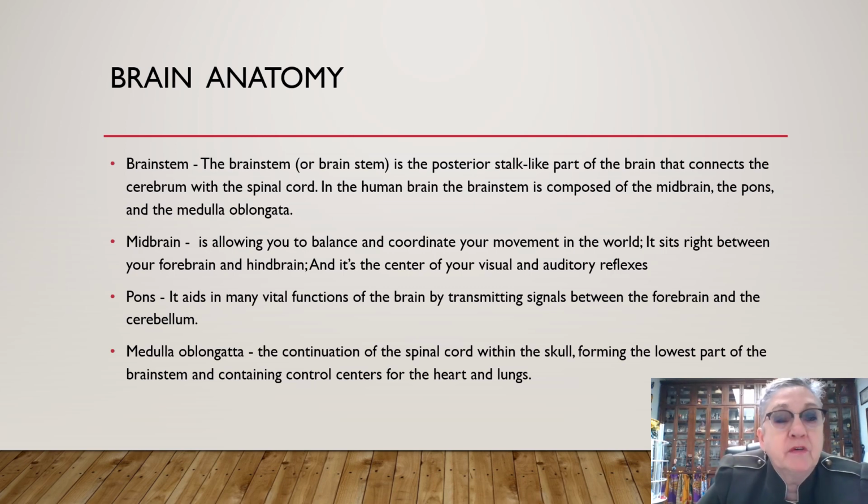So we have the brainstem. The brainstem is a stalk-like part of the brain that connects the cerebrum and the spinal cord. It's composed of midbrain, pons, and medulla oblongata. And the midbrain allows you to have balance and coordination in your movement. It's between the forebrain and the hindbrain, and is the center for your visual and auditory reflexes. Pons aids in the vital function of the brain by transmitting signals between the forebrain and the cerebellum. And the medulla oblongata is a continuation of the spinal cord within the skull, forming the lowest part of the brain stem and containing control centers for the heart and lungs.